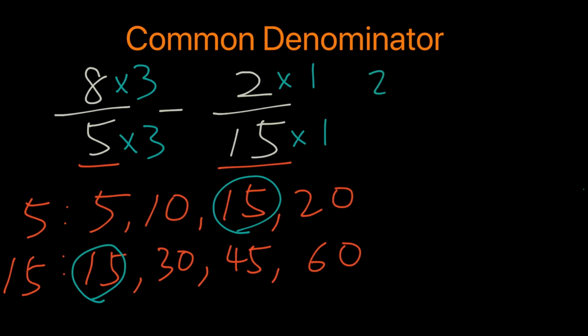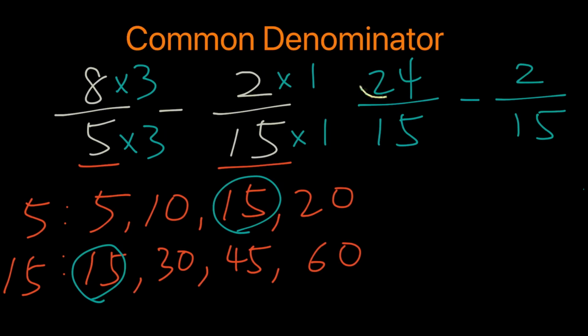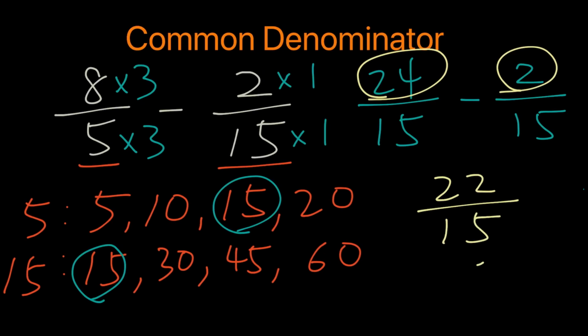8 times 3 is 24. 5 times 3, 15, minus 2 over 15. Since now the denominator is the same, we simply take 24 minus 2, and that gives us 22 over 15. And that's our answer.